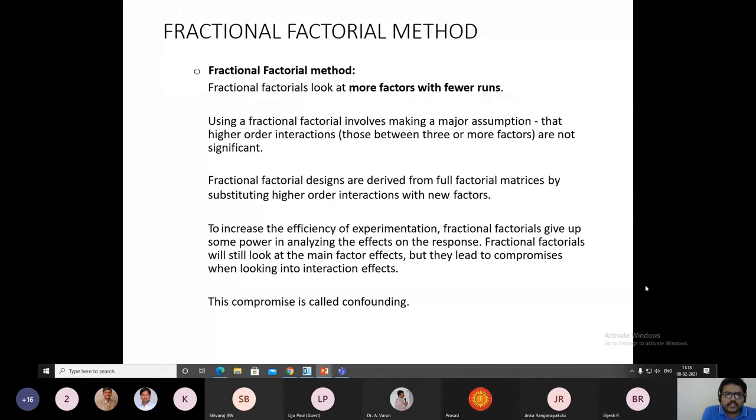Using a fractional factorial involves making a major assumption that higher order interactions, those between three or more factors, are not significant. Fractional factorial designs are derived from full factorial matrices by substituting higher order interactions with new factors. To increase the efficiency of experimentation, fractional factorials give up some power in analyzing the effect on the response. They will still look at the main factor effects, but they lead to compromises when looking into interaction effects. This compromise is called confounding, right?